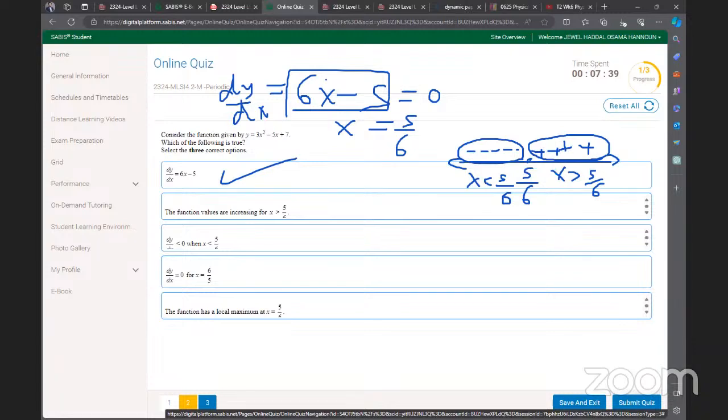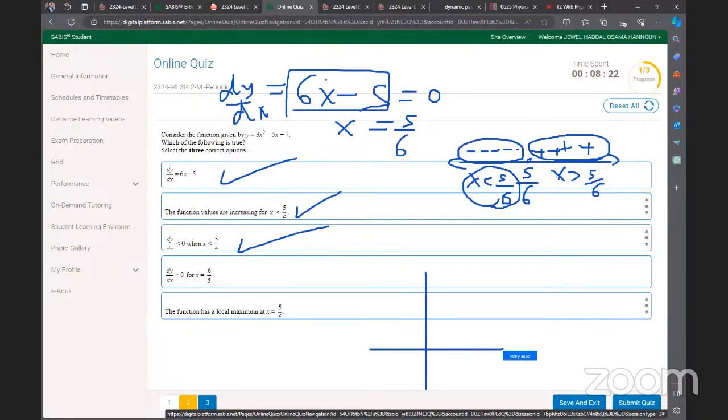Okay, that's it. Let's check out the answers. The function values are increasing for x greater than 5 over 6, we already proved that. dy over dx is less than 0 when x is less than 5 over 6. Yeah, we already proved that it will be negative, which is less than 0. This one is right. What else? The function has a local maximum at x equal 5 over 6. Okay, this is for your information.